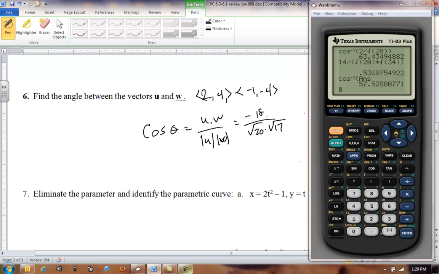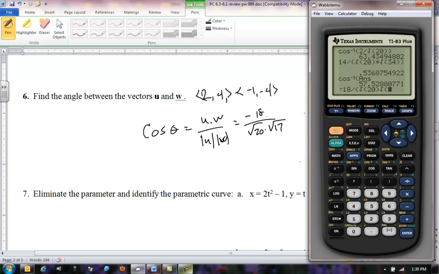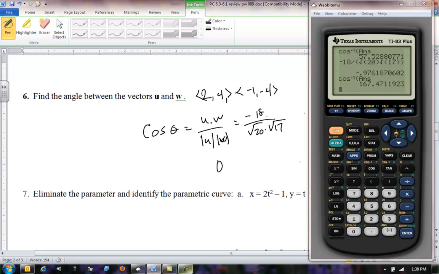So we take negative 18, divided by parentheses, square root of 20, close that, square root of 17, close that once, twice. That's the first part. Then arc cosine of the answer. So this angle theta, 167.47 degrees, is the angle between those two.